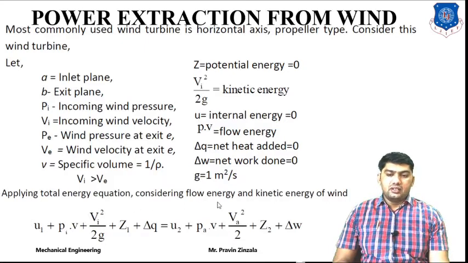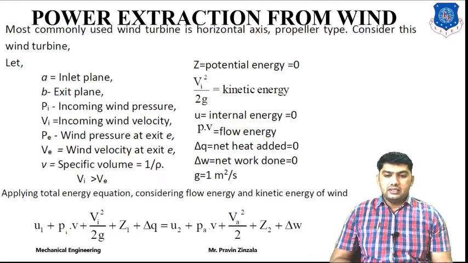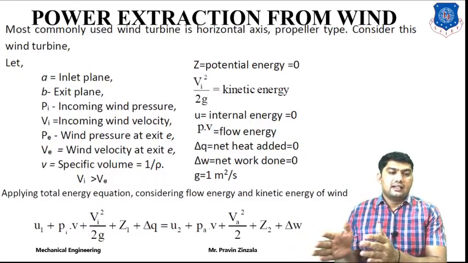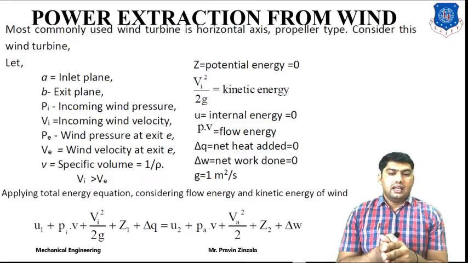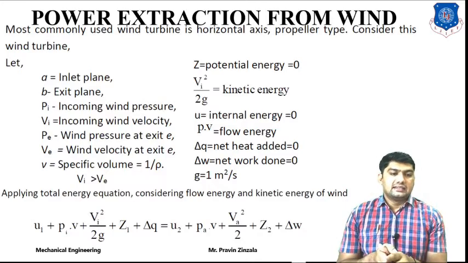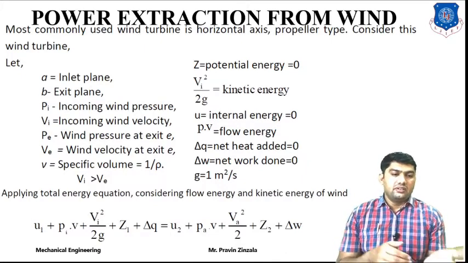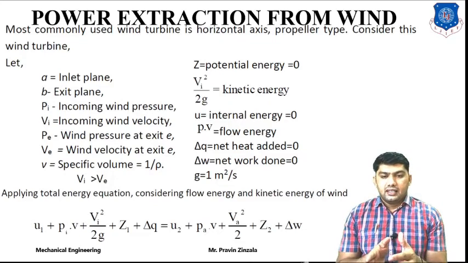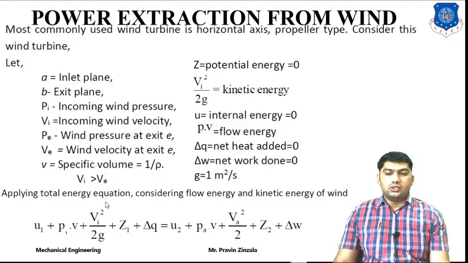Applying the energy equation, consider the flow energy and kinetic energy of wind. Means we are applying the energy equation, means energy at the incoming side is equal to energy at the incoming plane, and we can also make the same comparison with the energy at the exit side. So first of all we will derive the equation for energy at the incoming side and energy at the inlet plane. The same equation we can also replace by the energy at the outlet plane side and energy at the exit plane side. So here we are applying the total energy.